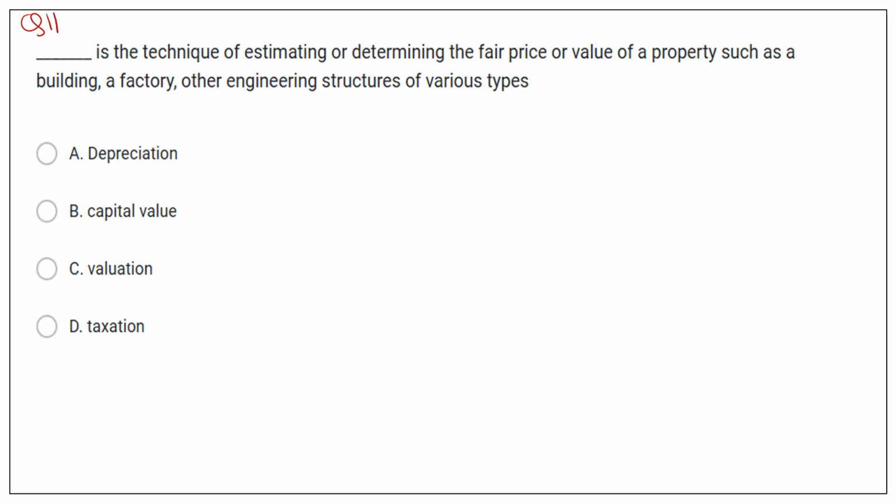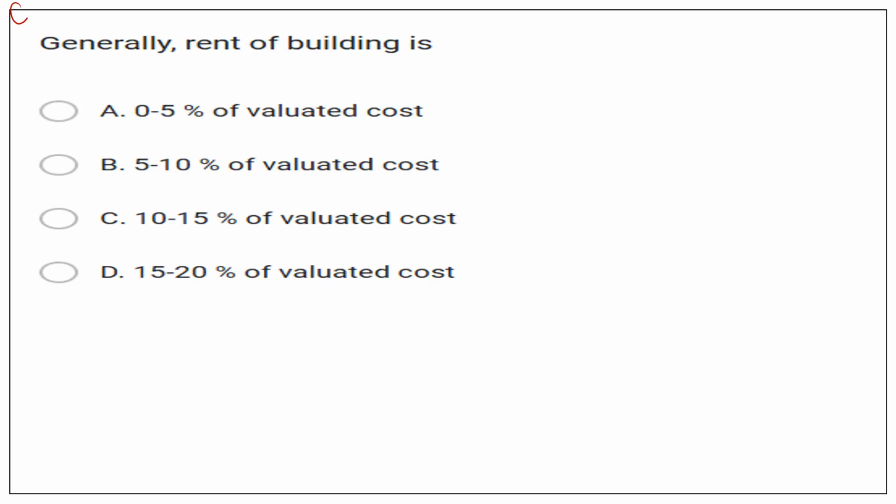The next question. Question number 11. Blank is the technique of estimating or determining the fair price or the value of property such as building, a factory, other engineering structures of various types. So this technique is nothing but valuation. In case of valuation, the estimating and determining of fair prices and the value of property of building, factory and other engineering structures of various types are included. So here option C is correct. The next question, question number 12. Generally the rent of building is 5 to 10% of valuated cost. Here the second option is correct.